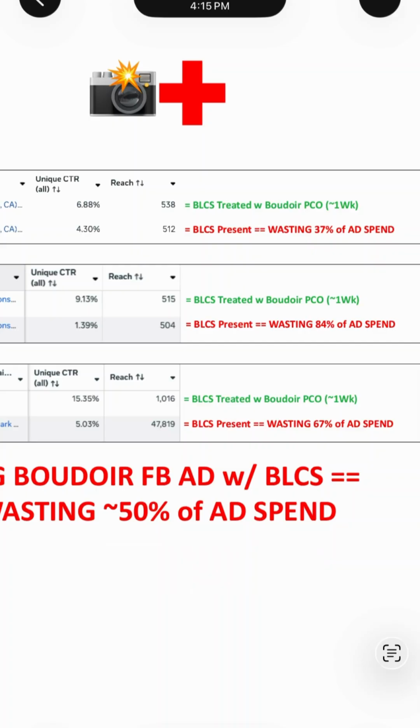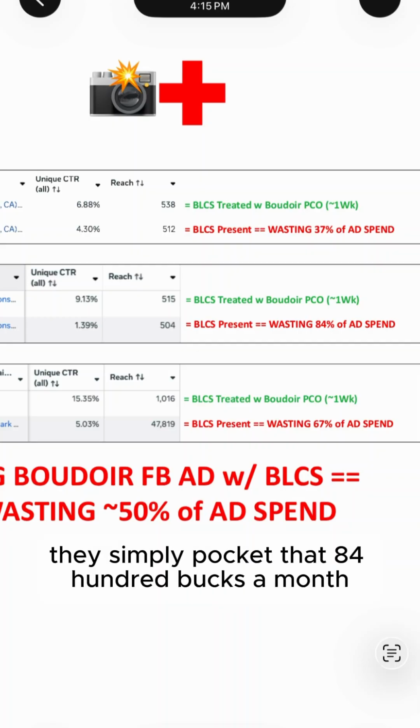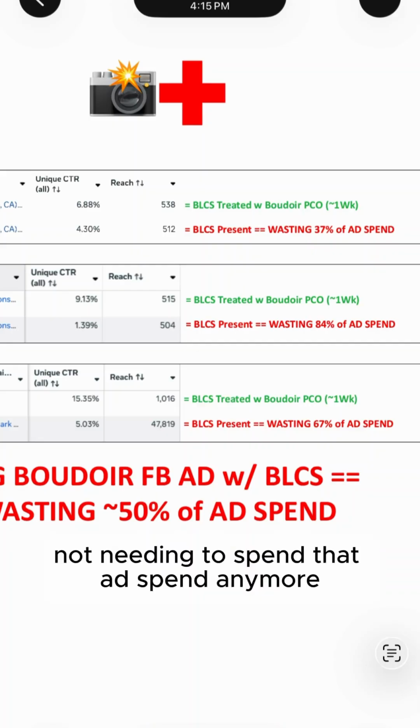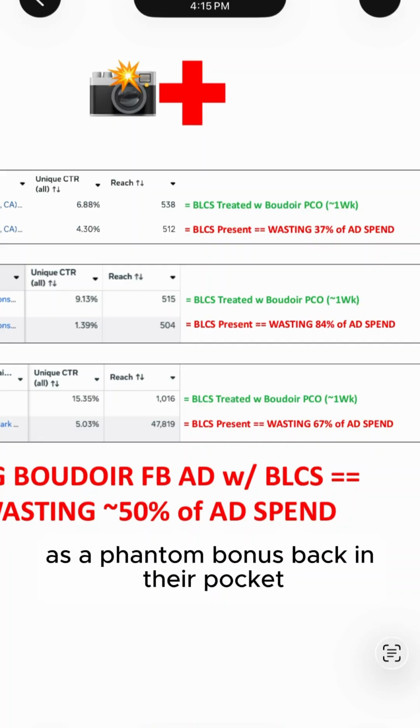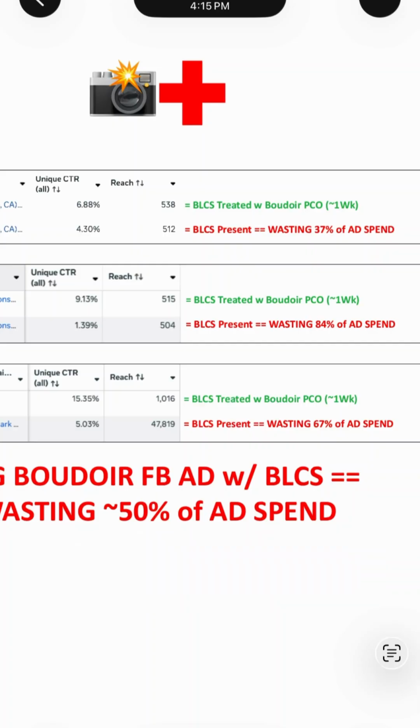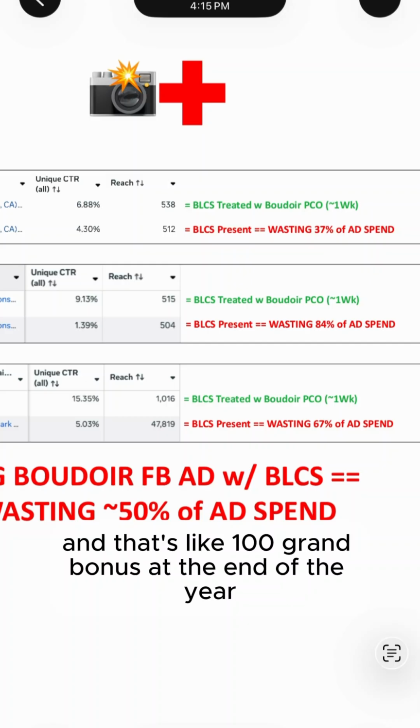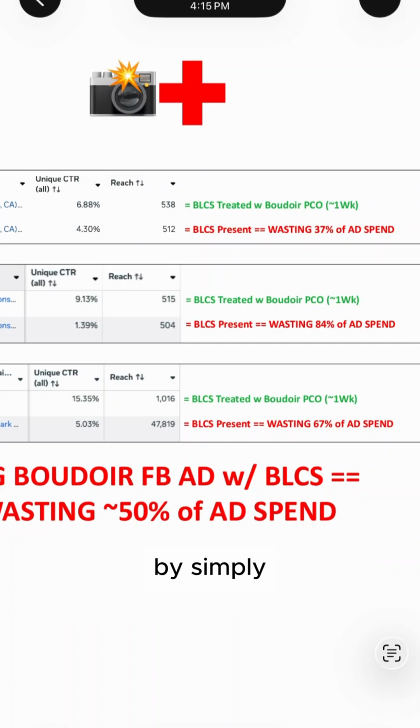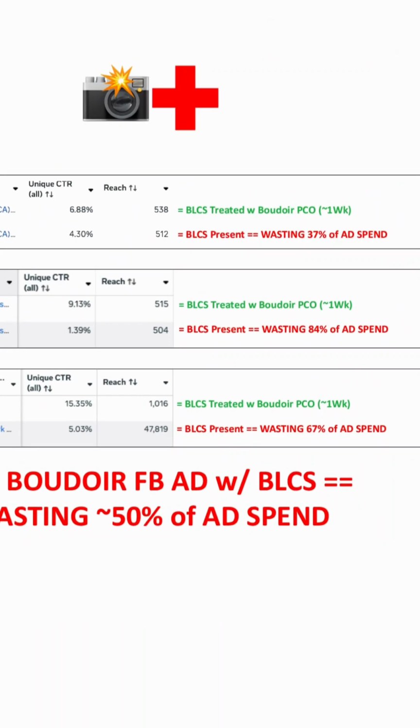So they simply pocket that $8,400 a month, not needing to spend that ad spend anymore, as a phantom bonus back in their pocket, no extra work required. And that's like a 100 grand bonus at the end of the year by simply getting their ad treated with Boudoir Pico.